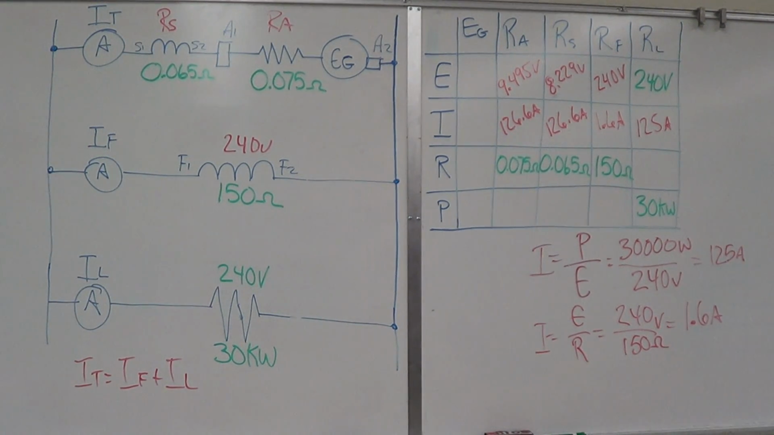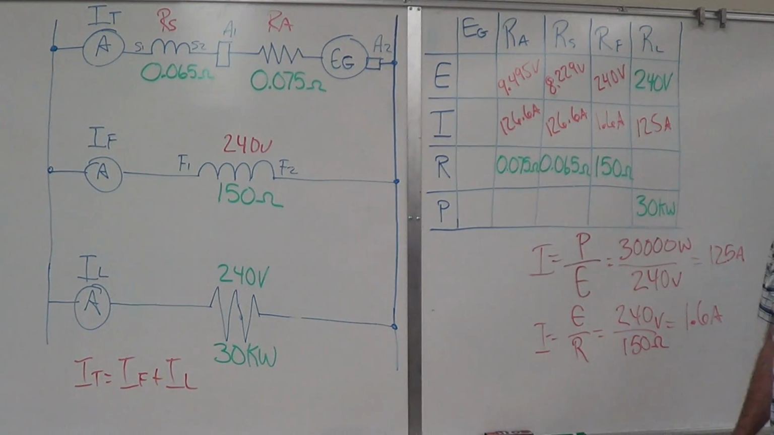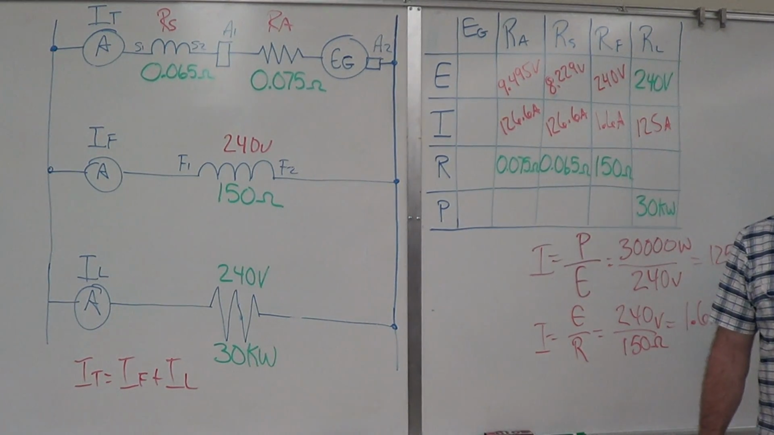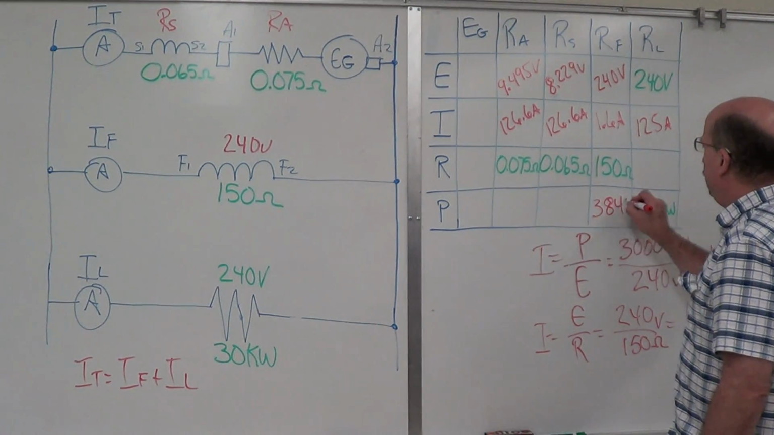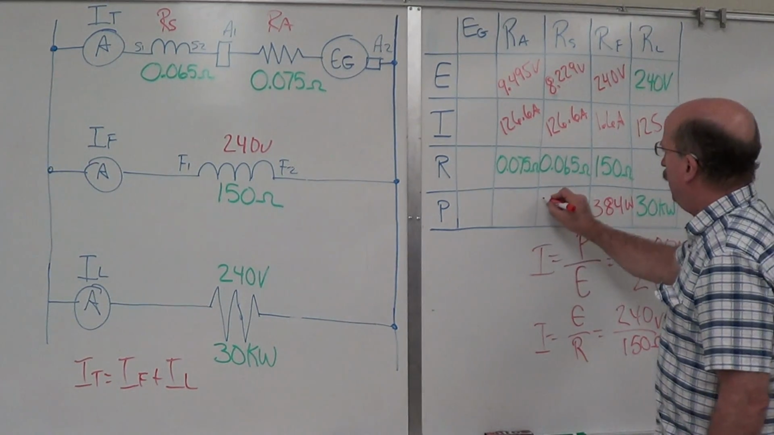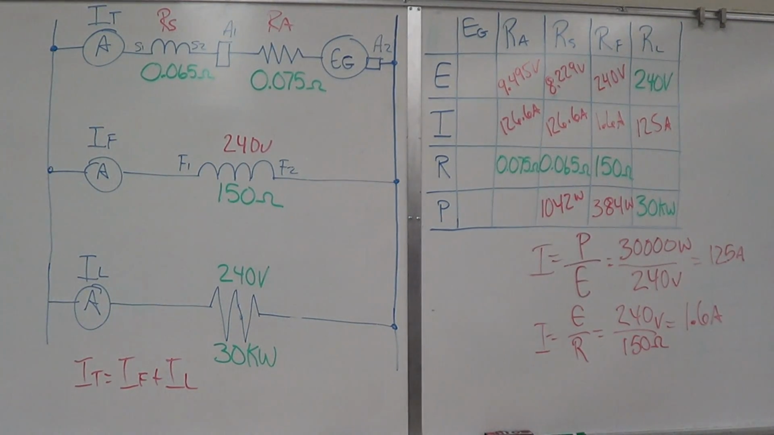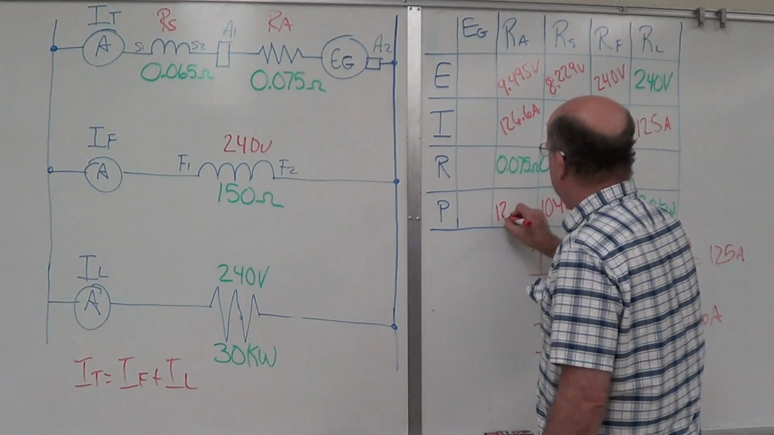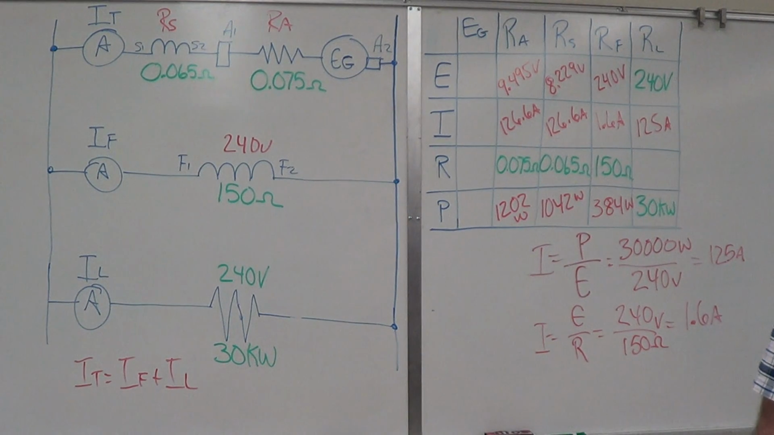How about power? We need to calculate power because we're going to be looking for all of our losses, right? Well, down here, what's your power? I squared times R. Can you guys do that? Power, easy, right? Okay, we should have 384 watts there, 1042 watts on that one, and 1,202 watts.